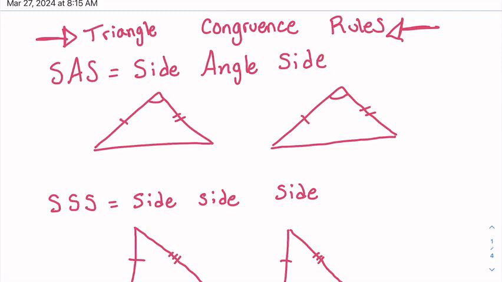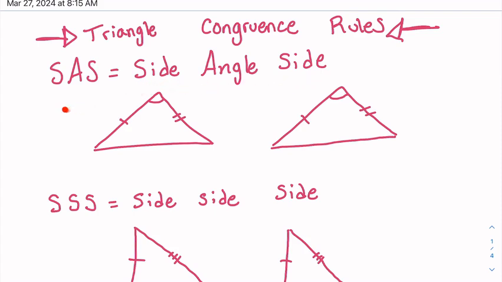Today we're going to talk about two triangle congruence rules, and that means that these are two of the rules that help you determine if two triangles are congruent, meaning the same shape and the same size. Our first rule we're going to talk about is side angle side.